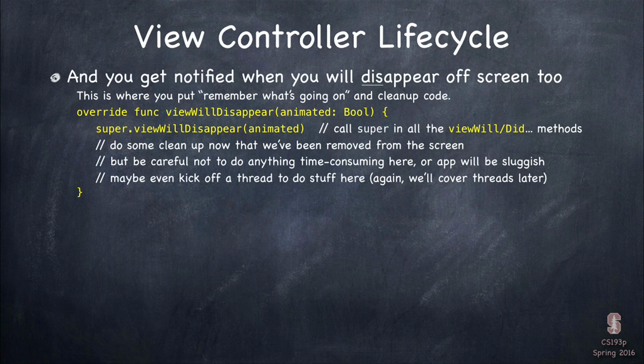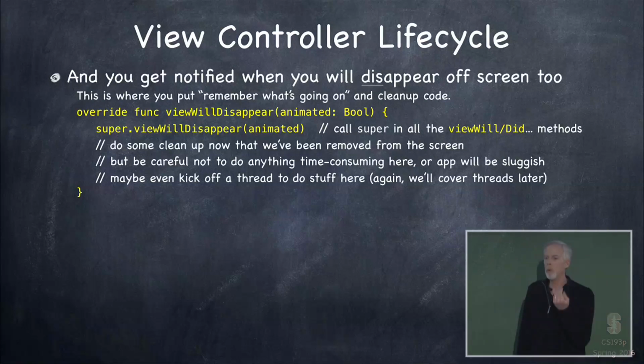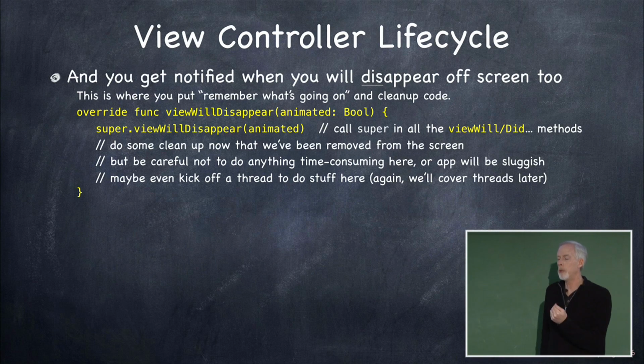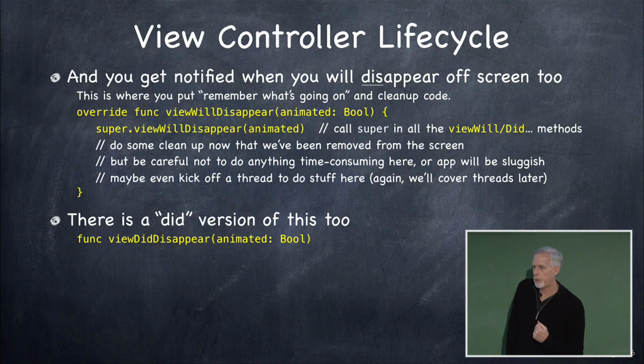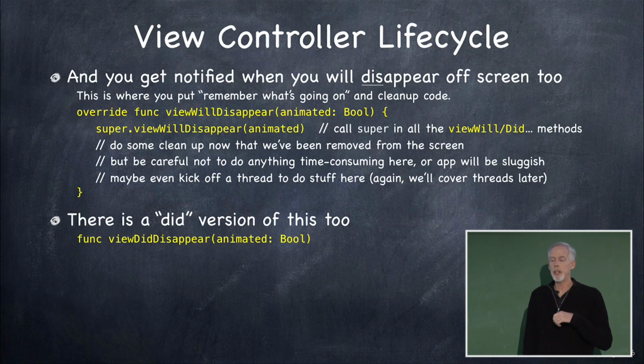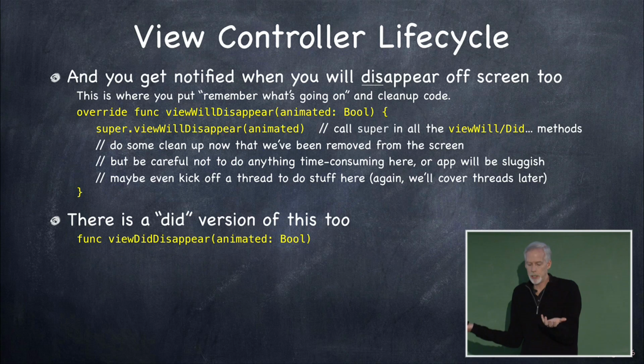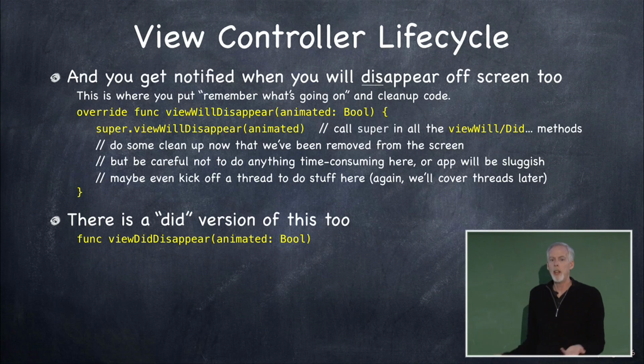Similarly, there's view will disappear. Usually in view will disappear, you're going to undo the things you did in view did appear. So here you might stop your animation, or stop looking at the gyro, because your thing is going to disappear, so there's no use looking at the gyro anymore. And there's also a view did disappear. This is where you might free up something you fetched from the network in view will appear. See how they kind of mirror each other? The will and did appear, and then the will and did disappear. Kind of you do and undo things as it goes on and off.